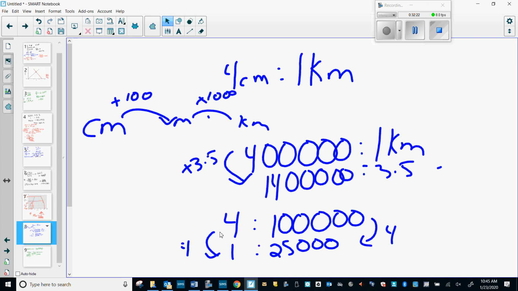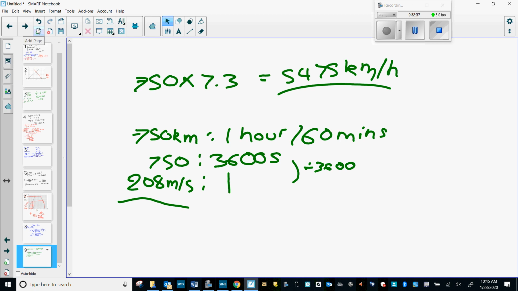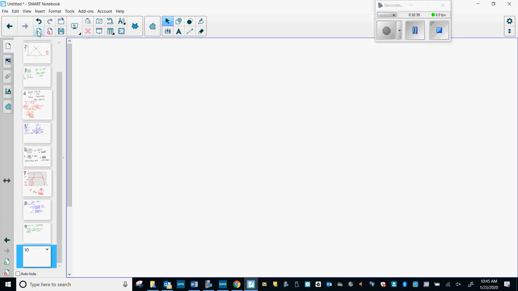Go back to this one, Haley. That was centimeters. So when you've got no units written, you must have them in the same units. So this has to be centimeters, you can't leave it as it was. Thank you, Haley, that was wonderful. Good job.